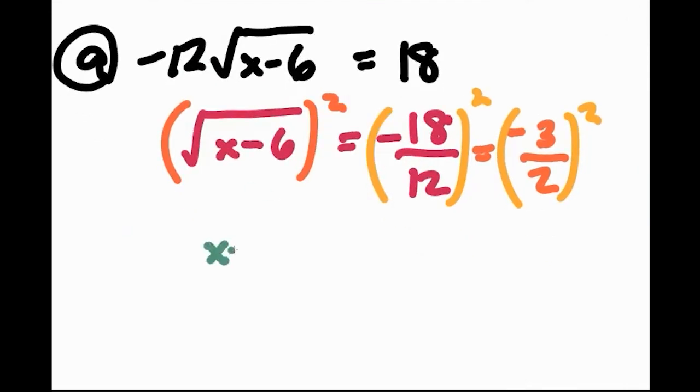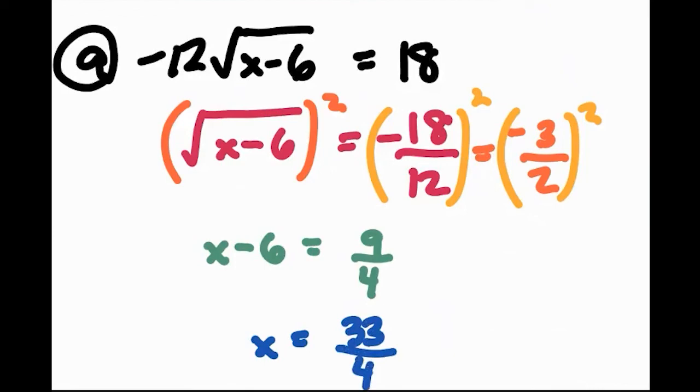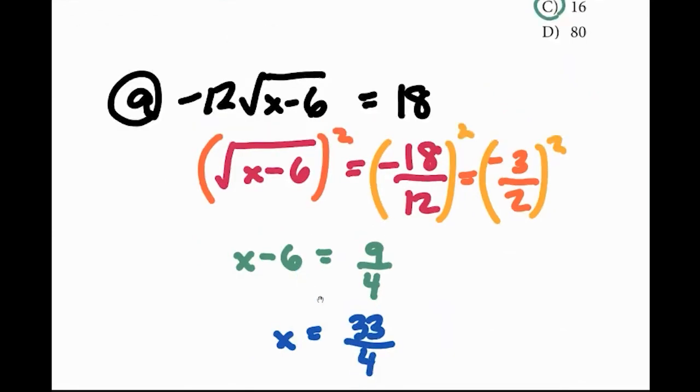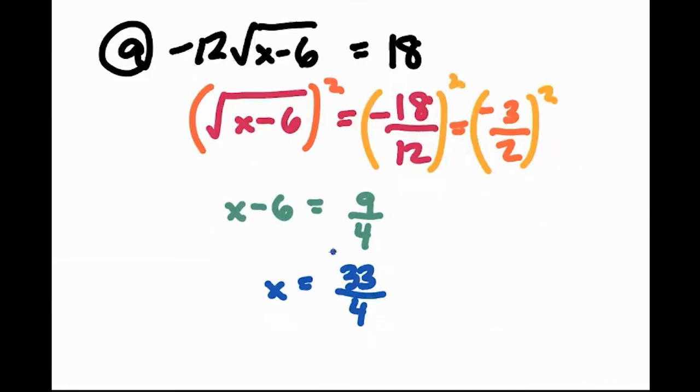So if you did actually try to work this out, it's x minus 6 is equal to 9/4. You notice it's positive now because a negative times a negative is positive. You add 6 to both sides, and you would get 33 over 4. Because that's 24 plus 9 over 4.